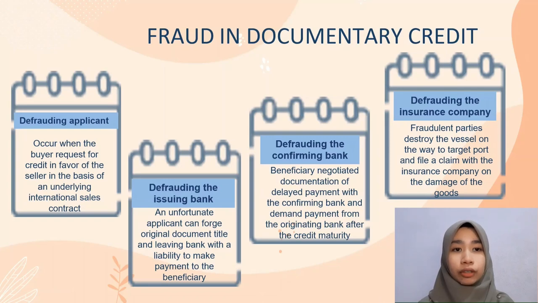The last one is defrauding the insurance company. Fraudulent parties can sign a sales contract, ship no products, destroy the vessel on the way to the target port, and then claim damage from an insurance company. It is also possible to sell delivered cargo to a third party and then destroy the ship after redirecting it. After that, they will file a claim with the insurance company for the damage of the goods.